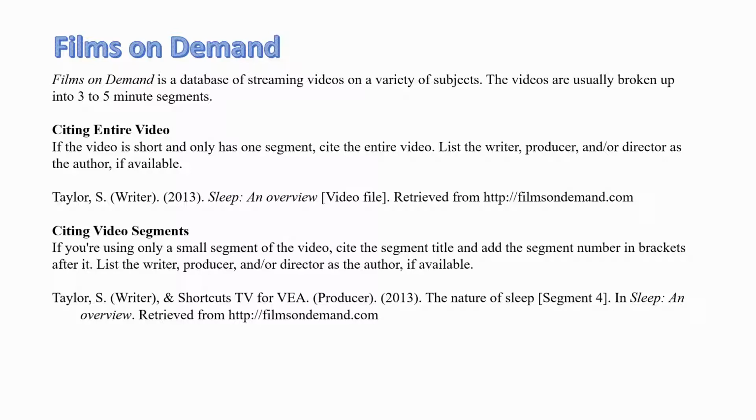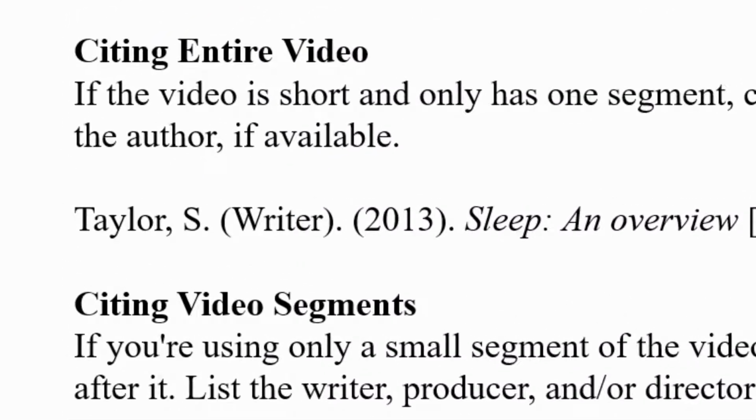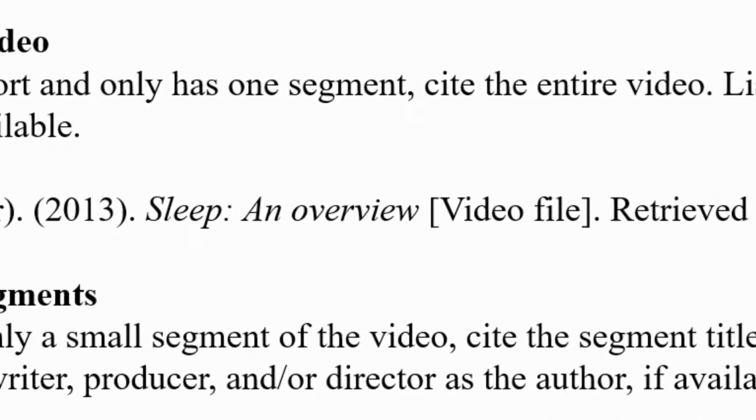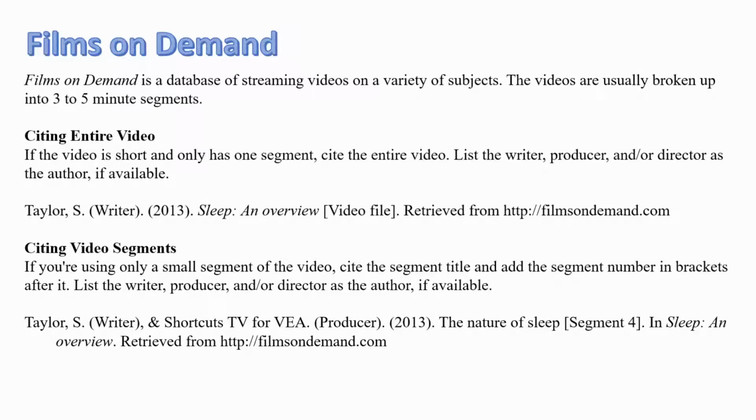You can also add information to show the format of a video by placing it in square brackets after the title. Capitalize the titles of videos like you would the titles of magazine and journal articles or book titles. Notice in this example of a video from the Films on Demand database that writer in parentheses has been added to the author's name and video file was added in square brackets after the video title. Remember that sometimes to find an individual and how they contributed to the video, you may have to watch the beginning or end of the video and look at the credits.